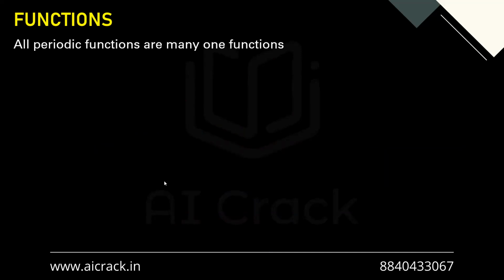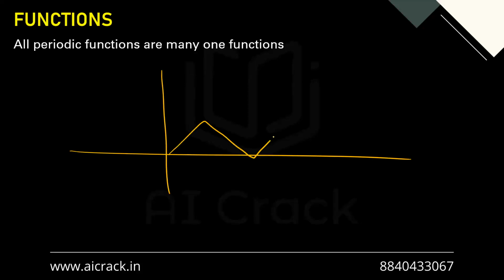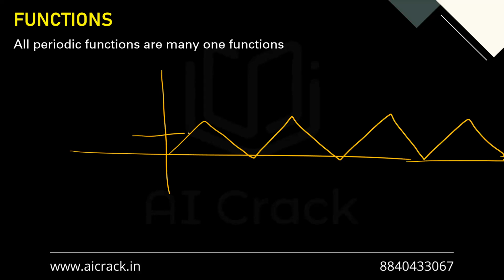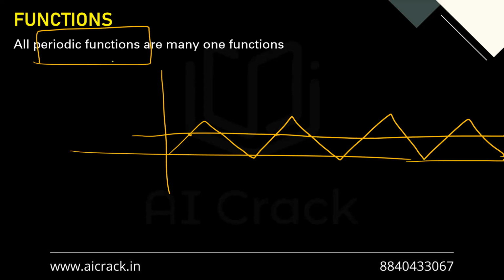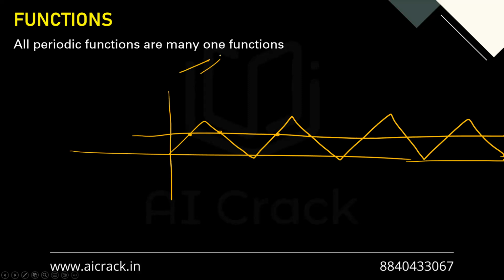And similarly, all periodic functions are also many one functions. Let's take an example like this one. So this function is a periodic function. If I draw a horizontal line over here, you can see that it's cutting at multiple points, and it's pretty obvious, right? Because it's periodic, it's going to repeat itself again and again. So if we draw a horizontal line over here, then we can see that it's cutting at multiple points. So that's why all periodic functions are many-one functions.